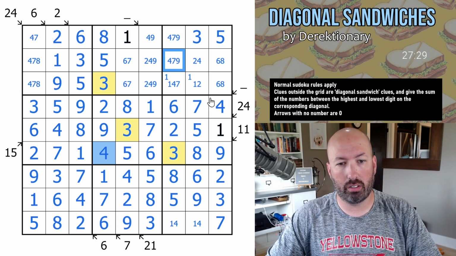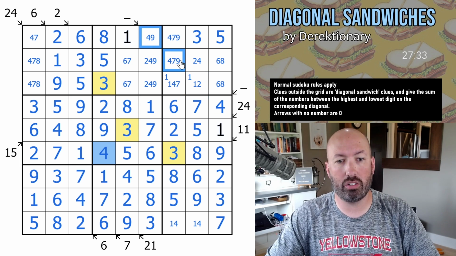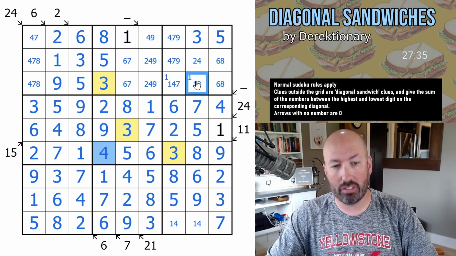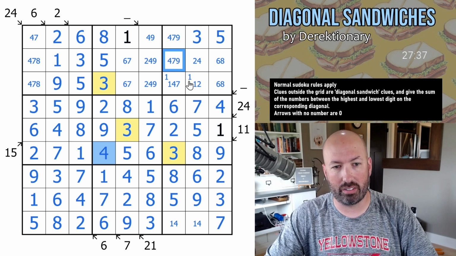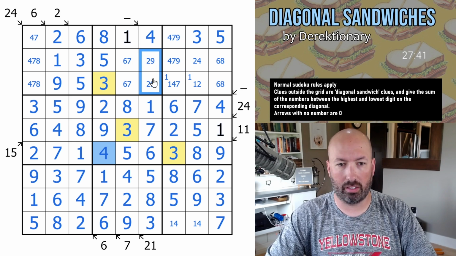Now, this 4 cannot be the smallest. This is the smallest, right? So this one has to be the biggest. Right, this is the smallest. This has to be the biggest because it's a 0 clue. Therefore, this can't be 9. That's the key thing. That one can't be 9.